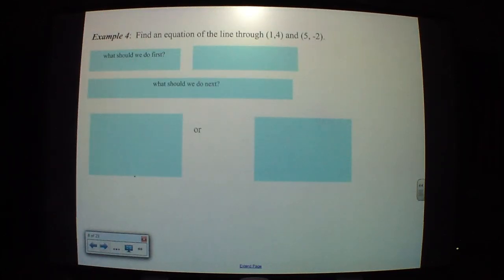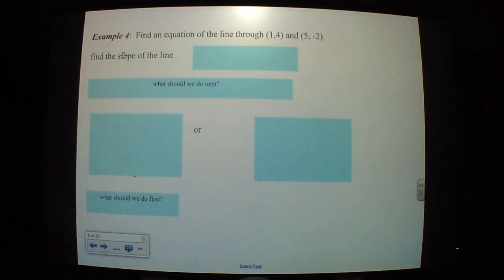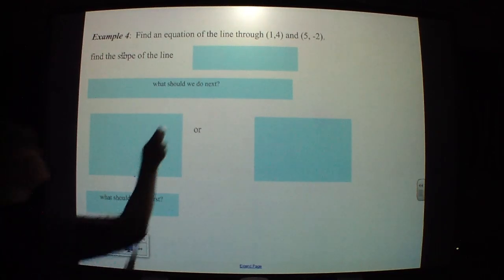Find the equation of a line through 2 points. So I want to find the equation of this line through those 2 points. So let's see what you can do. Well, first of all, I could find a slope. So let me find a slope first. The slope is your change in y over the change in x. Rise over run.